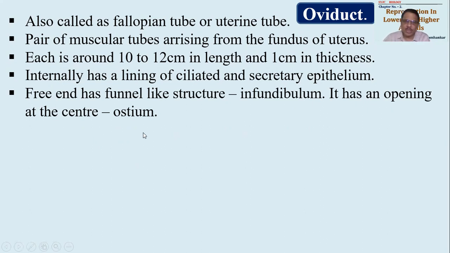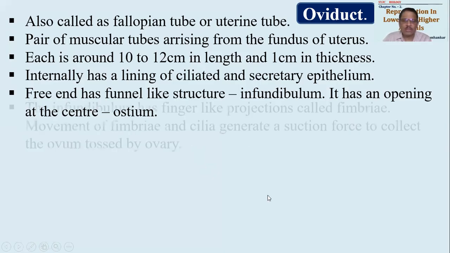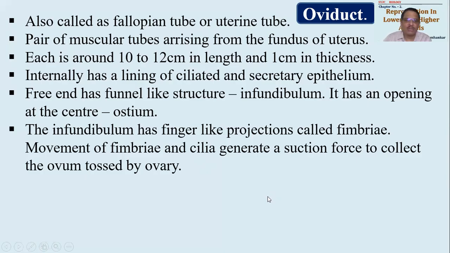It has got two ends. One end is attached to the uterus at the fundus region, and the second will be considered as the free end. This free end will have a funnel-like structure called infundibulum. This infundibulum will have an opening called ostium. Then the funnel-like structure will have finger-like projections. Those are called fimbriae.